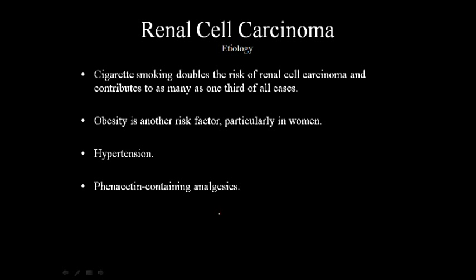So what causes renal cell carcinoma? We know that cigarette smoking doubles the risk of renal cell carcinoma and contributes to as many as 1/3 of all cases. So for some unknown reason, cigarette smoke tends to trigger renal cell carcinoma. We typically think of cigarette smoke only comprising lung cancer cases, but we see ultimately that it balloons out, and that not only does it cause lung cancer, but it also can cause renal cell carcinoma.